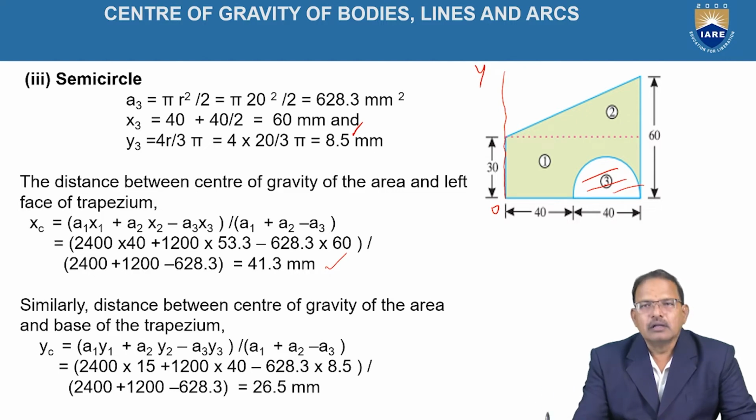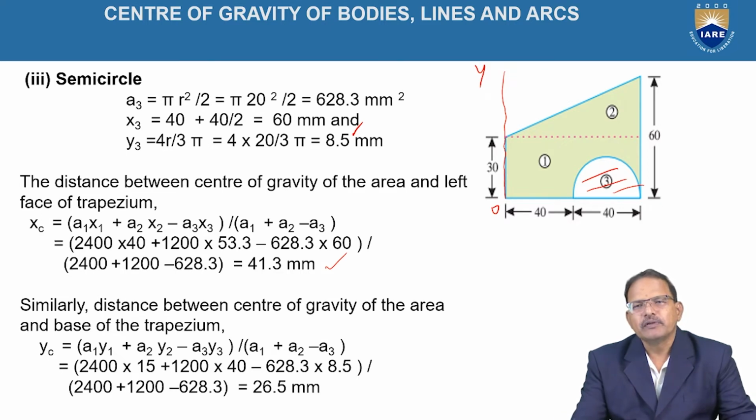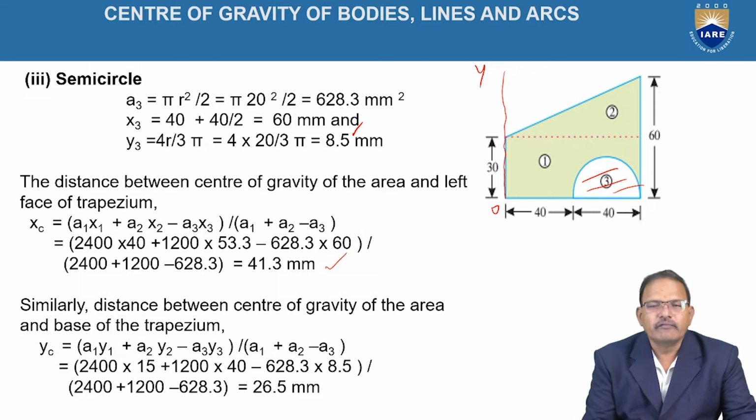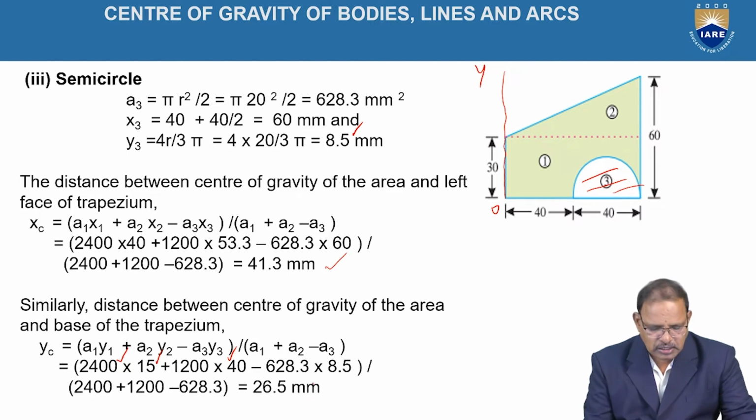Similarly, the y coordinate of the centroid is given by a1 y1 plus a2 y2 minus a3 y3 divided by a1 plus a2 minus a3. Substituting the values, a1 is equal to 2400, y1 is equal to 15 mm, plus 1200 into 40, minus of 628.3 into 8.5, divided by a1 plus a2 minus a3. On simplification we got yc is equal to 26.5 mm. Okay, this is the general procedure used to determine the centroid of a composite figure.